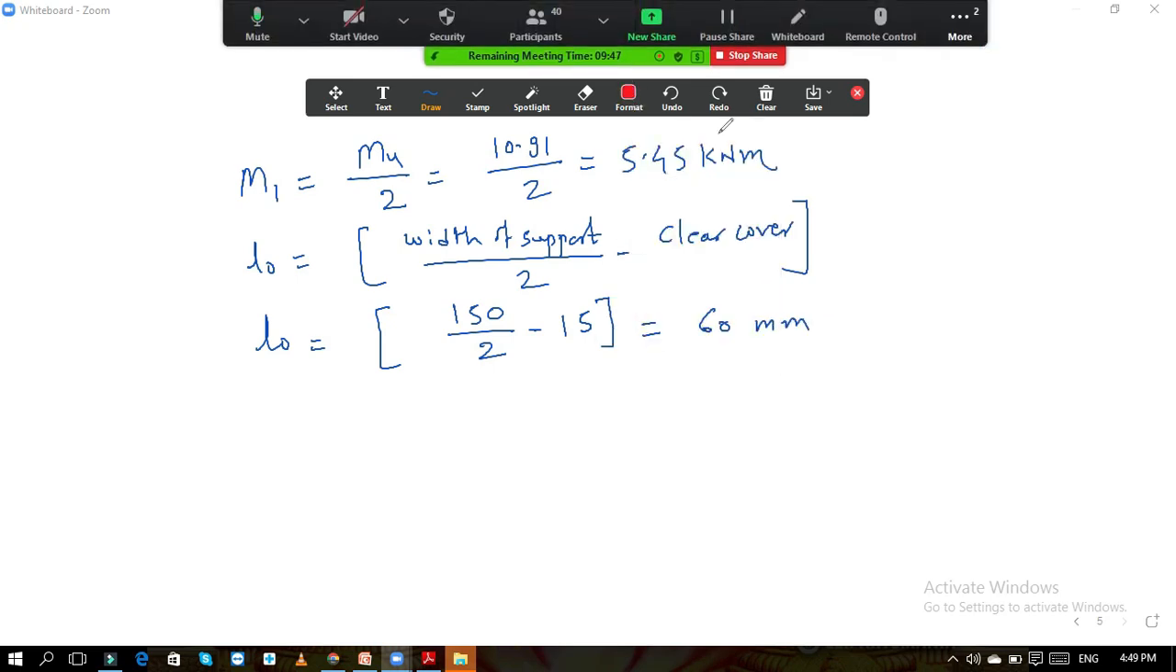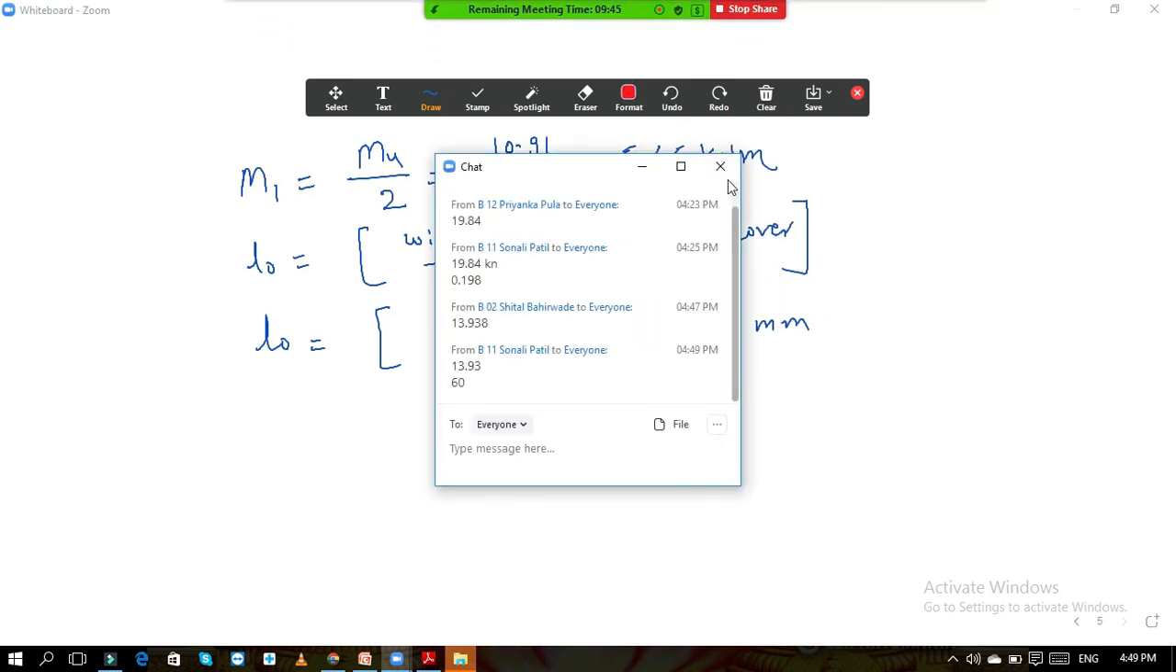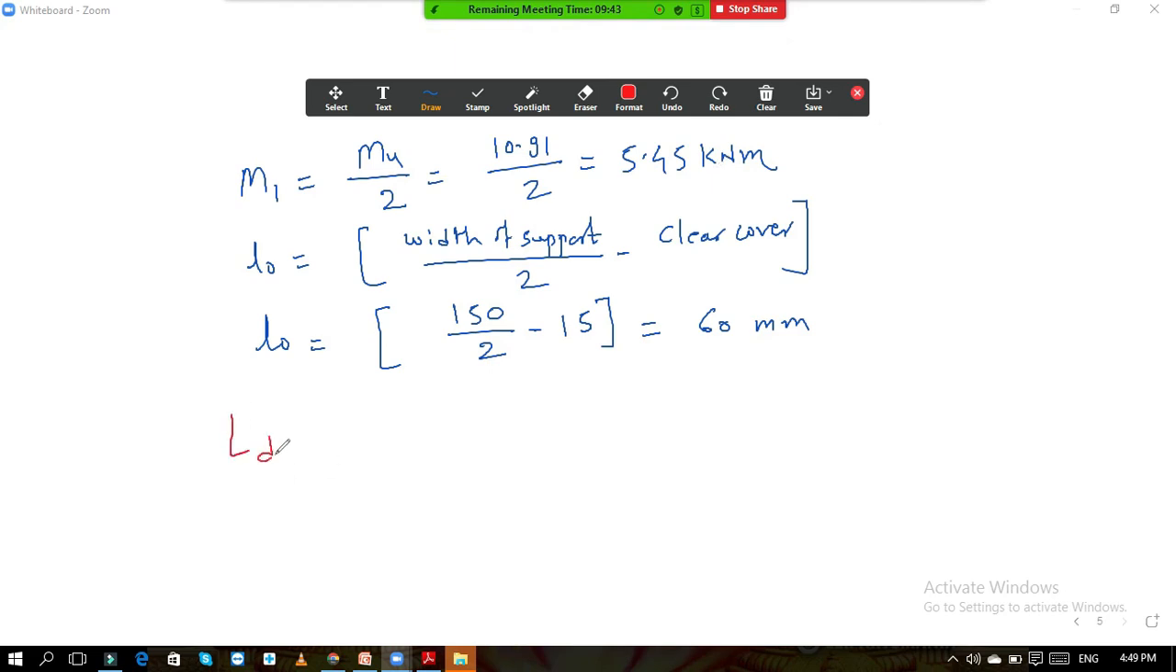So now after all these calculations, calculate LD1. It is 1.3 into M1 by Vu plus L0. So now calculate this value.